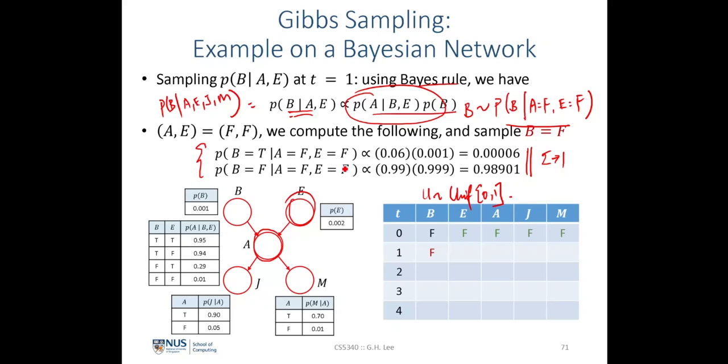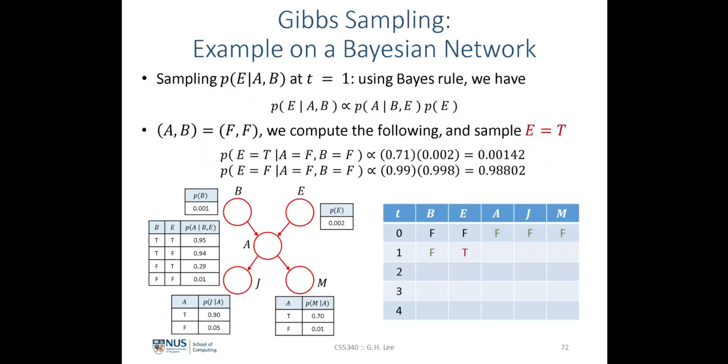And if it is less than that, we'll assign B to take a state of true. In this case, suppose that the random number that we draw is more than this number over here, then we will assign it a state of false. The next thing that we will do is to draw a sample of E from the conditional probability of P of E conditioned upon all the other random variables except for E itself. So it will be B, A, J, and M.